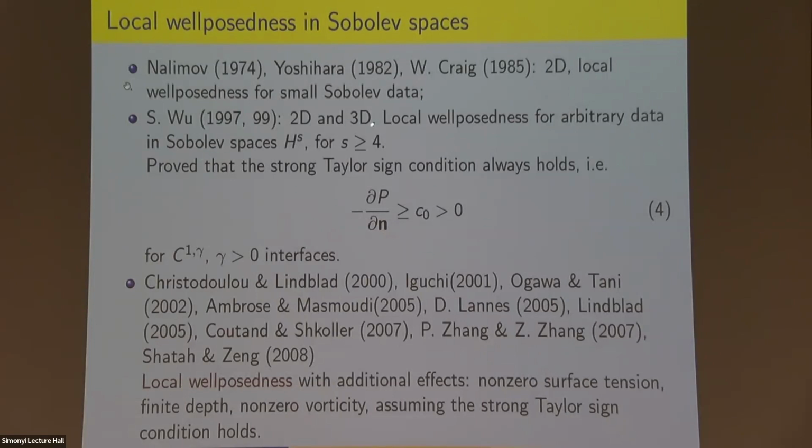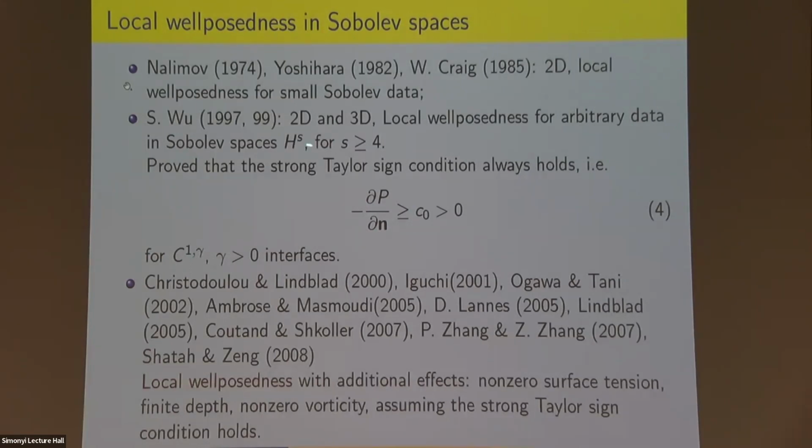And then we can show that for arbitrary data in Sobolev space, the problem is well posed in both 2 and 3 dimensions. This is solvability for a short time. This lower bound holds for an interface which has a little bit of smoothness. If we do not assume the smoothness, we can show that negative dP/dn is greater than or equal to 0. So the smoothness is required for the lower bound.